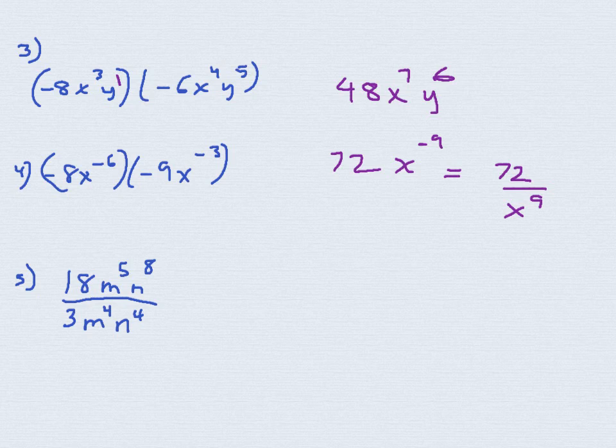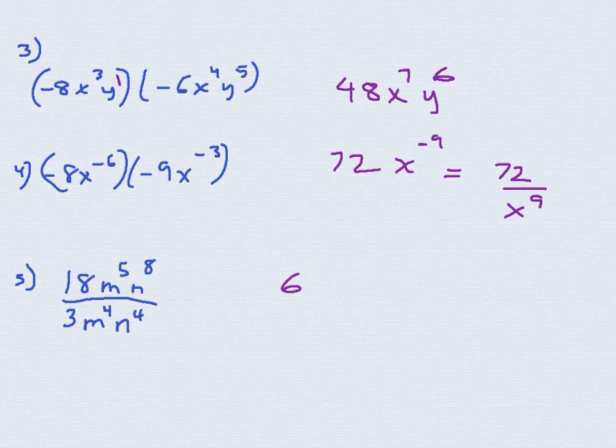Now for question 5, we have a division of a monomial. We have a monomial on the top, written in a fraction, divided by a monomial in the bottom. The method is the same. You divide your coefficients, so 18 divided by 3 is 6. Now what changes here is the rule for division. When you divide with your exponent rules, you want to subtract your exponents.